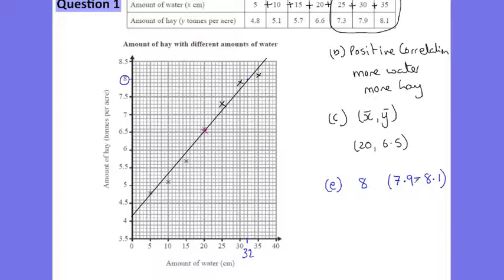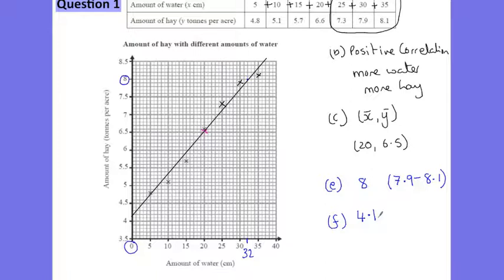Now we're asked to extend the line of best fit to find the amount of hay grown when no water is applied. When we go down here, we can see that no water is at this point, 0. And we can see here that our value looks like it's coming out as 4.1. So by extending our line, we see that we have 4.1 tonnes per acre.